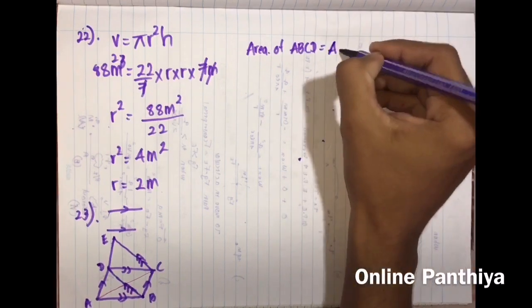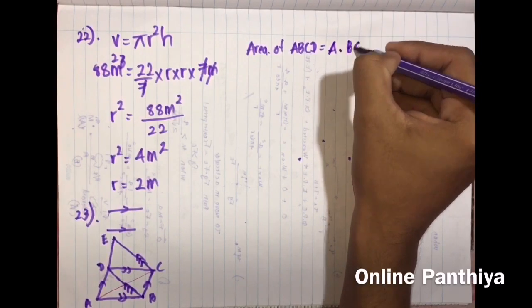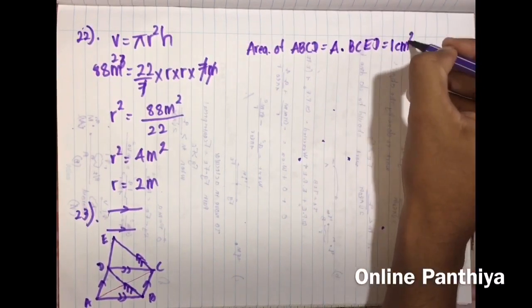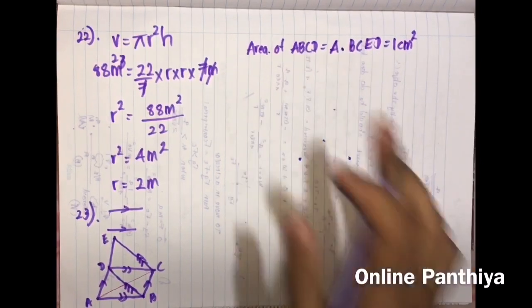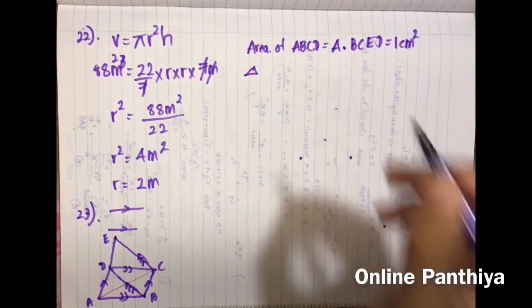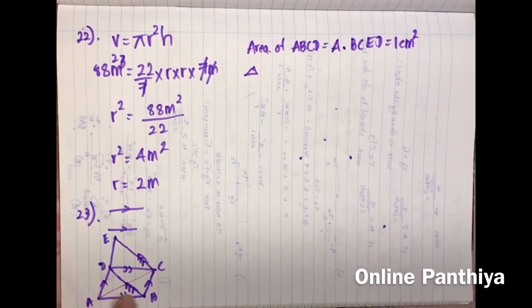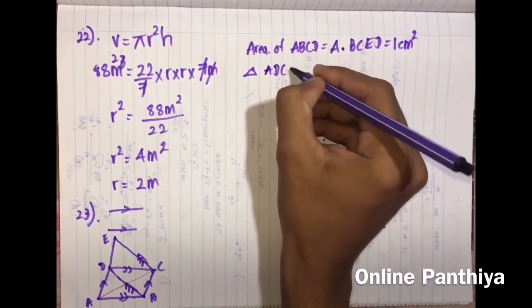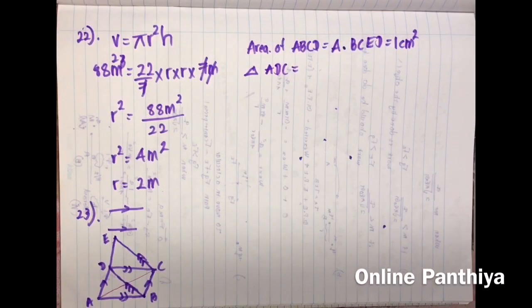So that is equal to area of BCED. What is the value? Already it is here. They have said that area of ABCD is equal to 1 centimeter squared. The next statement I'm going to use is that I'm going to consider triangle ADC. This triangle ADC is equal to triangle DEC.